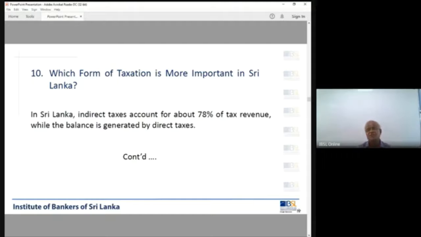We said 80, no? 78, I have calculated this from the 2016 annual report, 78% of tax revenue, while the balance is generated by direct tax, that is 22%. That's why I said we use 80-20, no? Developed countries, 80 direct, 20 indirect. In Sri Lanka, actually indirect 80, direct 20. 78%. Yes. You can calculate that.